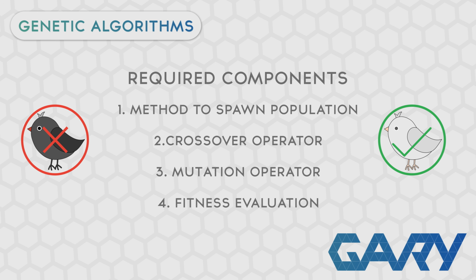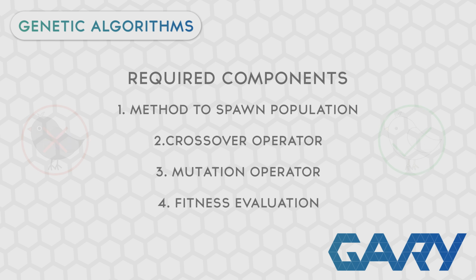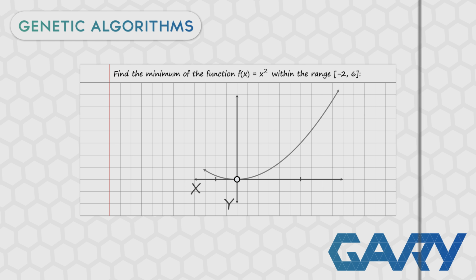Great. So now that we have all of the components of the GA, let's talk about the process that our core GA will follow. Let's say that we are given the task of finding the minimum of the function f of x is equal to x squared within the range -2 to +6. You might be able to intuitively know that the minimum of this function is at x equals 0, but keep in mind, this is a super basic example and the problems our GA will be solving will be exponentially harder.